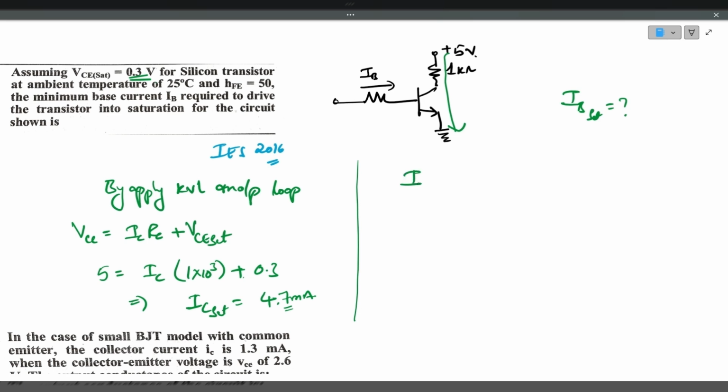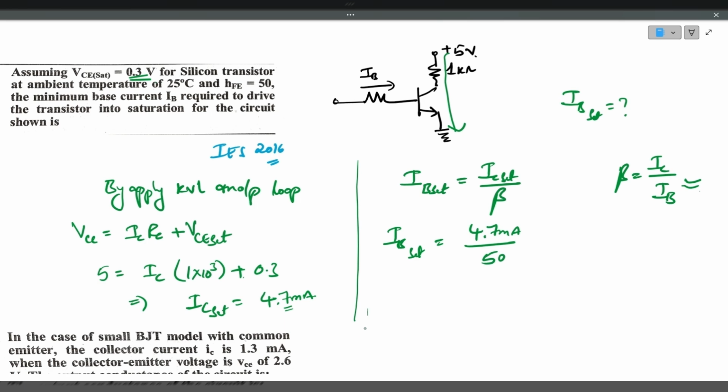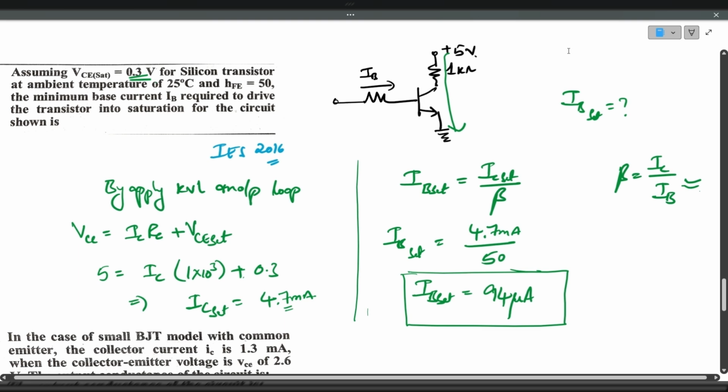Now we have to calculate IB saturation, which is nothing but, here we have beta equal to IC by IB. Using this formula, IB is equal to IC saturation divided by beta. That is 4.7 milliamps divided by 50. So IB saturation is equal to 94 microamperes. So this is the answer. This is the minimum base current that is required to drive the transistor into saturation.